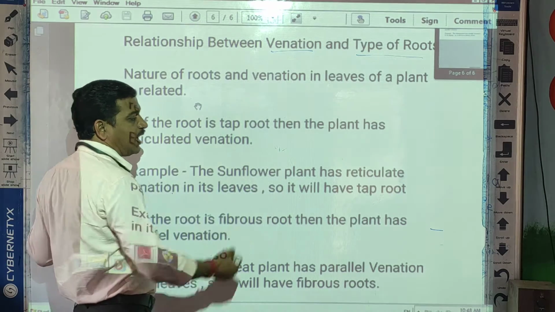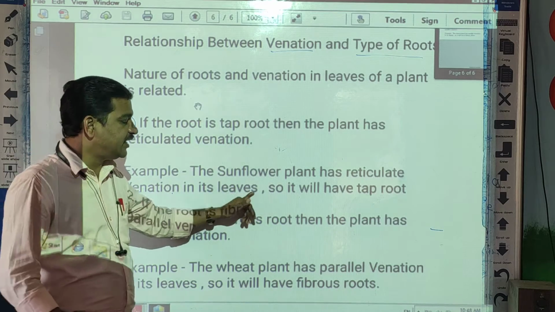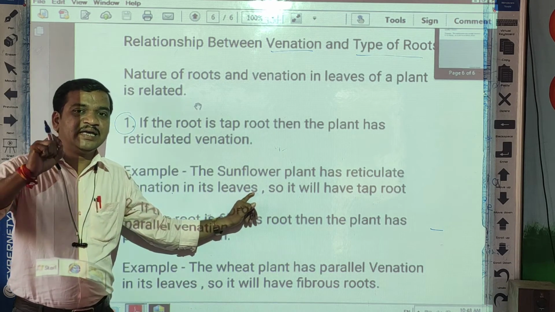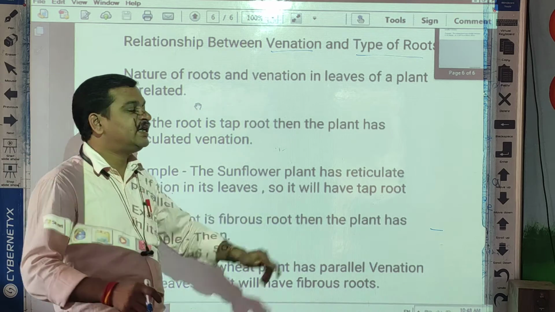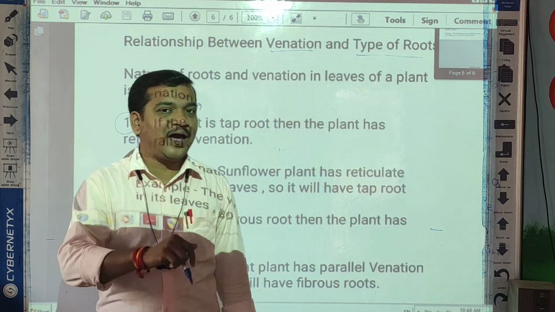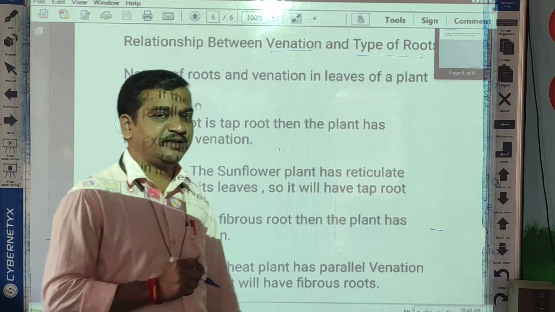Second thing, so what is the example? The sunflower plant has reticulate venation in its leaves. So it will have dash root system, taproot or fibrous roots? So obviously taproot system, correct.